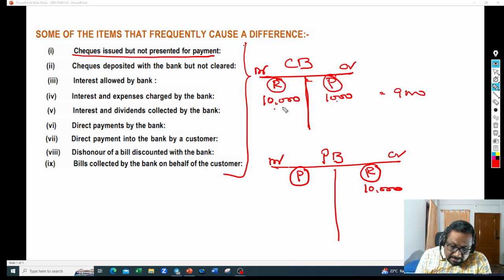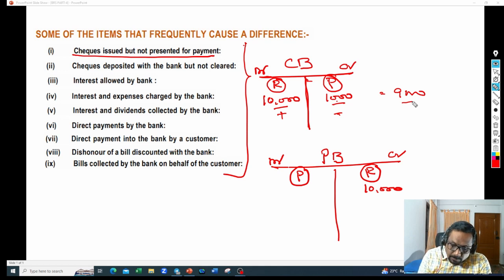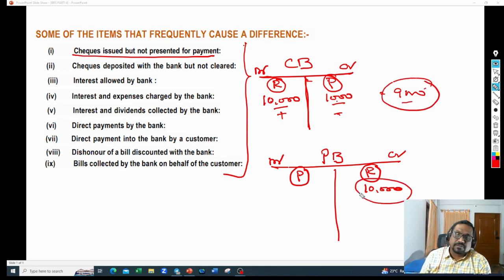So here this is debit and this is credit. This is plus and this is minus. So obviously, 10,000 plus minus 1,000: debit 10,000 minus 1,000 is equal to 9,000. So as per cash book, my balance is 9,000, but as per passbook, my balance is 10,000. Why has the difference come?